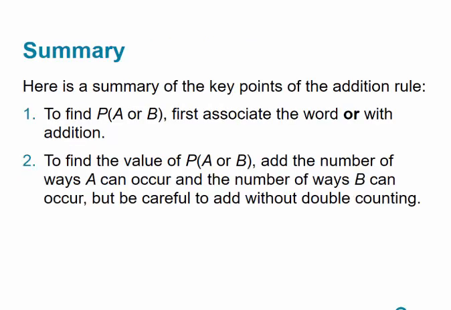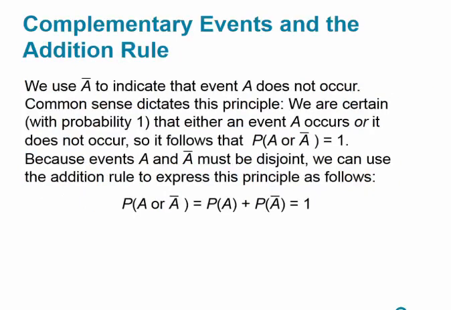So here's a summary of some of the key points. To find the probability of A or B, you first associate the word "or" with addition. To find the value of the probability of A or B, you're going to add the number of ways that A can occur and the number of ways that B can occur, and be careful not to double count.